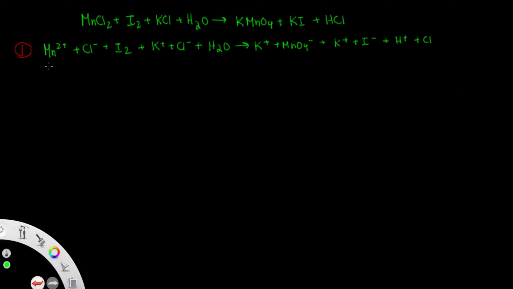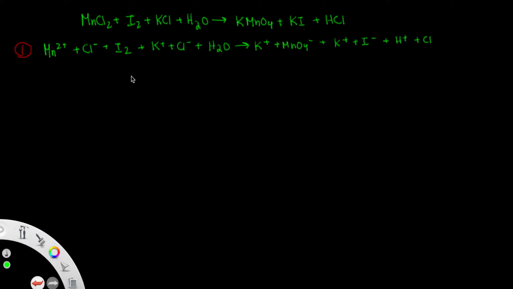Okay, so this is my total dissociated reaction. This is where I dissociate all the compounds that dissociate, and I write them all out. This is also commonly called in chemistry the net ionic equation. So now that I have this net ionic equation, I can cancel out certain spectator ions.